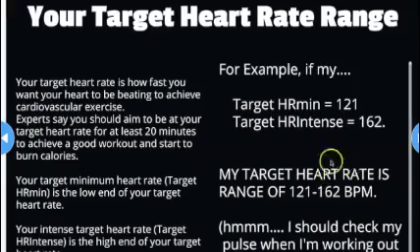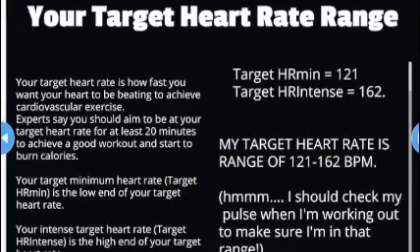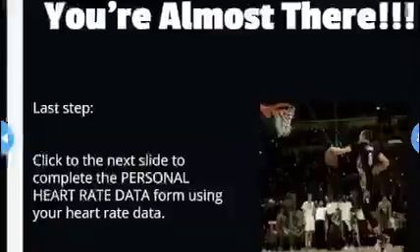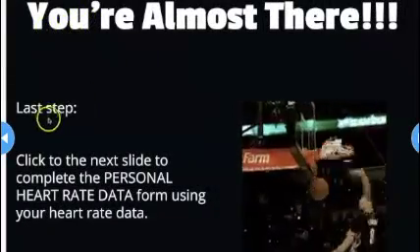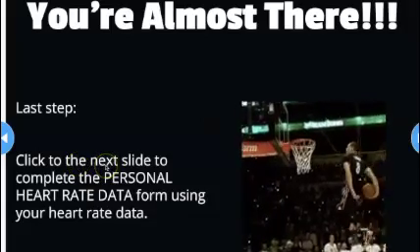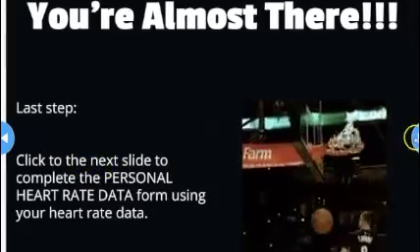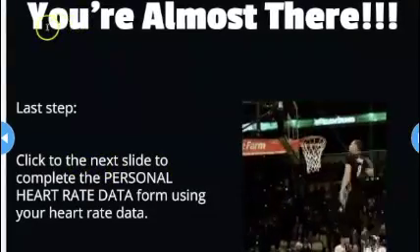Okay, last but not least, you are almost there, people. Last step, you're going to click to the next slide, and that's going to take you to the Google form, and you will fill it out, okay?